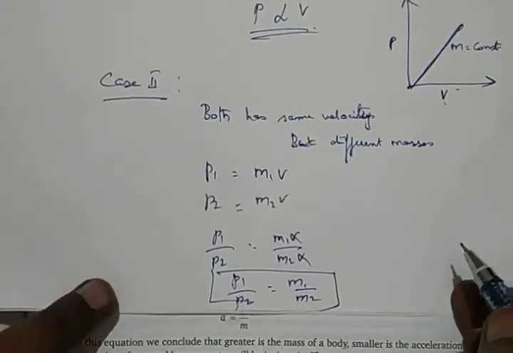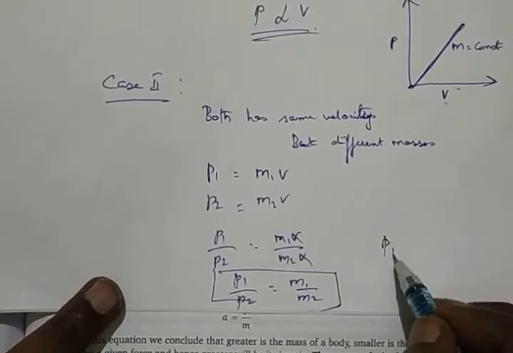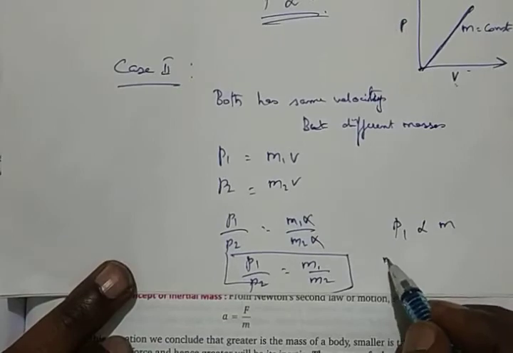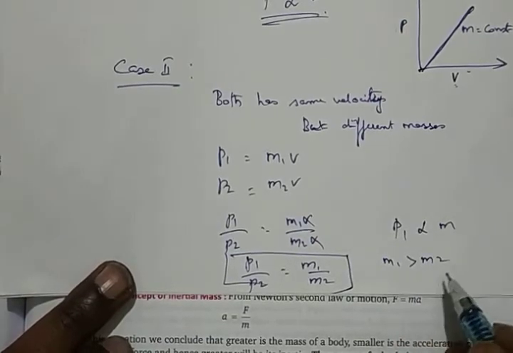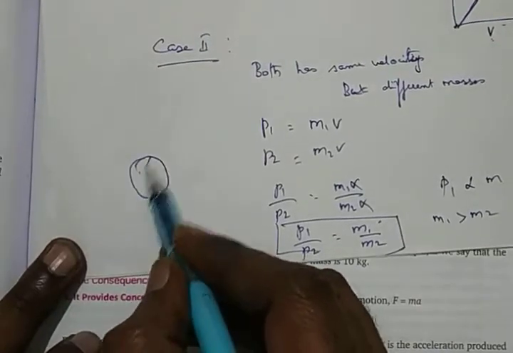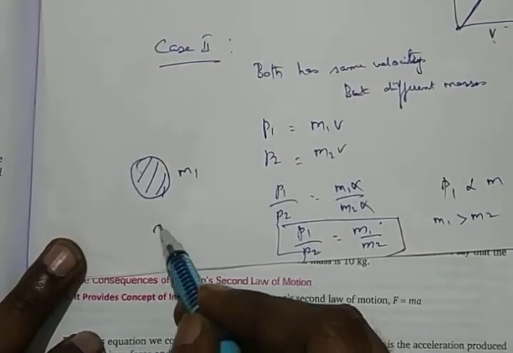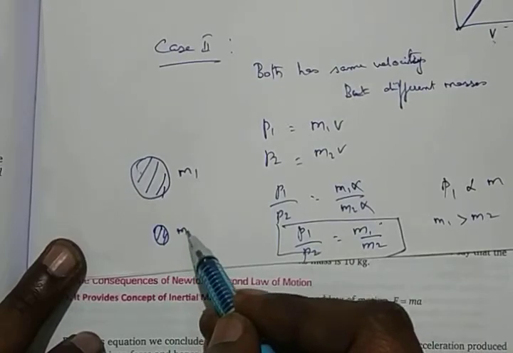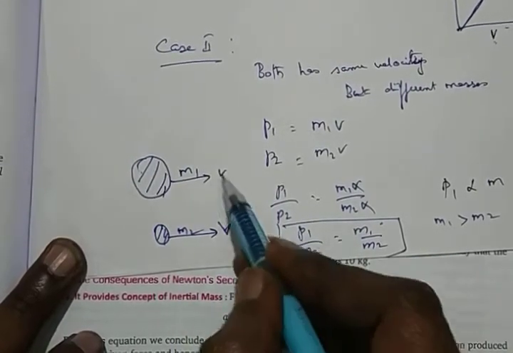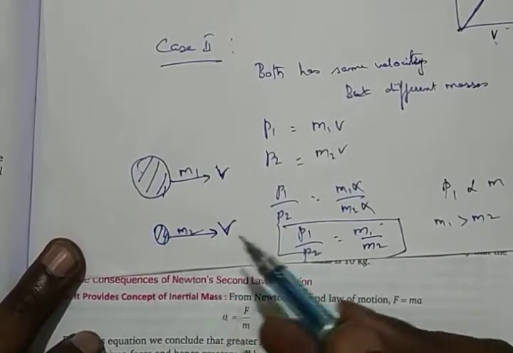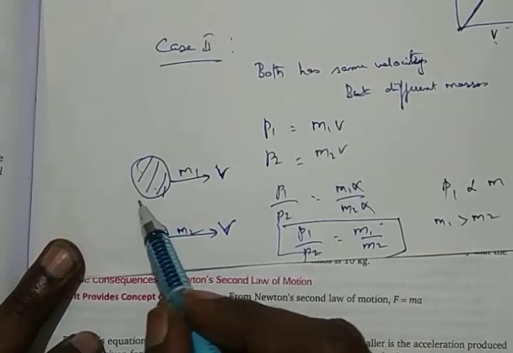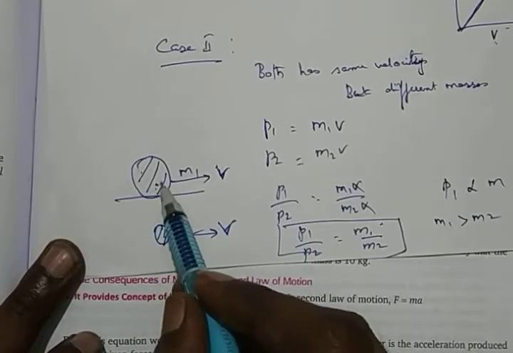So the momentum is directly proportional to mass. Suppose m1 is greater than m2: the mass of the first body, a big mass, is m1, and the small mass is m2. Both are going with the same velocity. Which will have more momentum? Remember, this one, the bigger mass, will have more momentum.